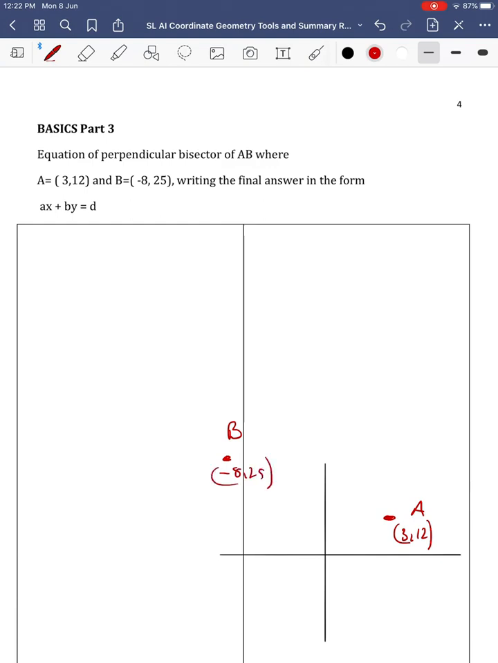Okay, so there's a line that goes through these 2 points. Let's just make sure we've kind of got it roughly. Okay, so that's a good start. So we want the equation of the perpendicular bisector of AB. It's a bit of a mouthful.